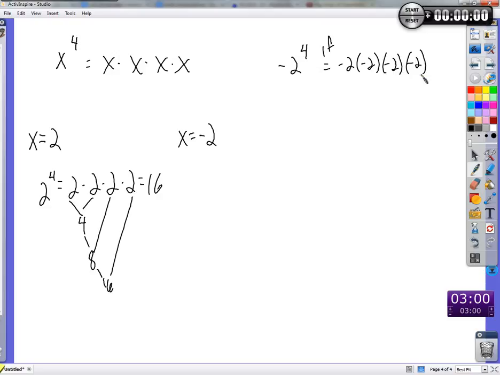That could be confusing, because the way it's written, I could also interpret that to be a negative times the result of 2 times 2 times 2 times 2. Right? So it's a little bit ambiguous. Is it the number negative 2 raised to the 4th power, or is it the number 2 raised to the 4th with a negative in front of it? You see what I'm saying? It's kind of ambiguous.